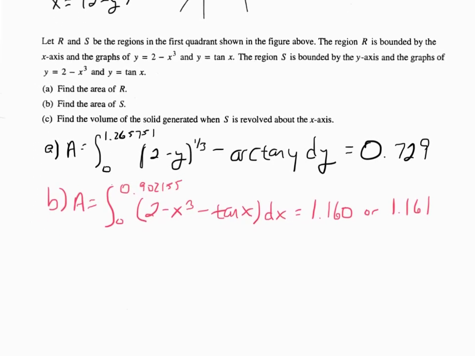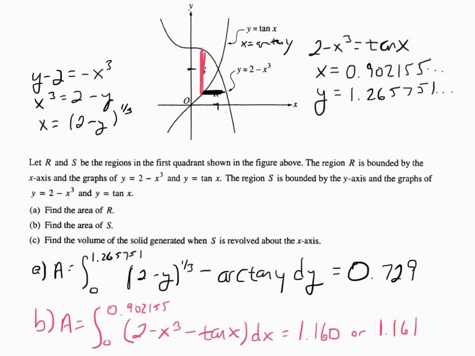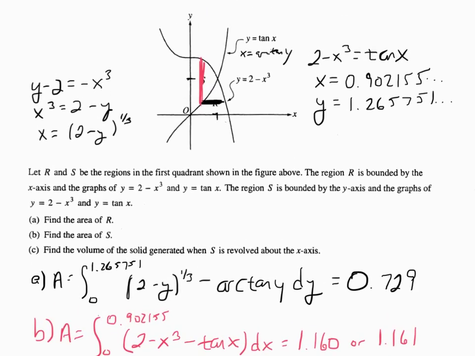Okay, now for part C, we're looking for the volume when S is revolved around the x-axis. So not area, but we want volume. So S around the x-axis. So we're taking this region here and wrapping around here. So that looks like it's going to be washers.